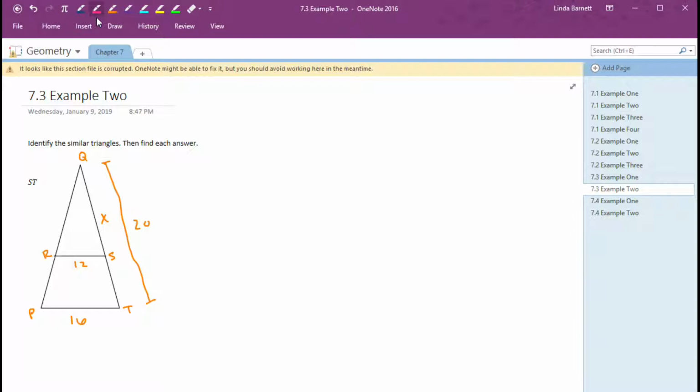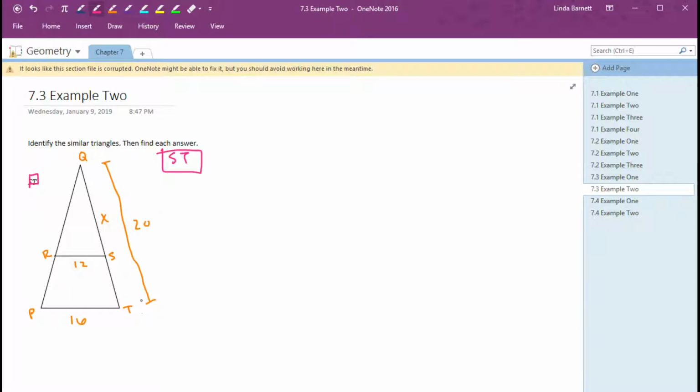Identify the similar triangles, then find each answer. What's asking us to find is ST. What is ST equal to? I'm going to write it again. ST is what we're trying to find. So that's this distance right here.